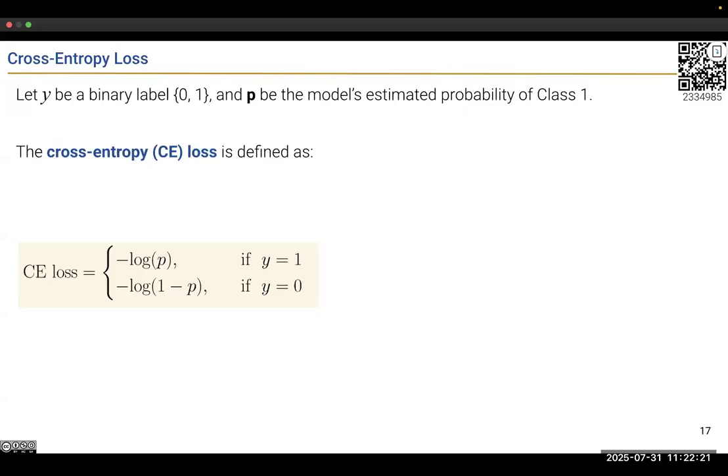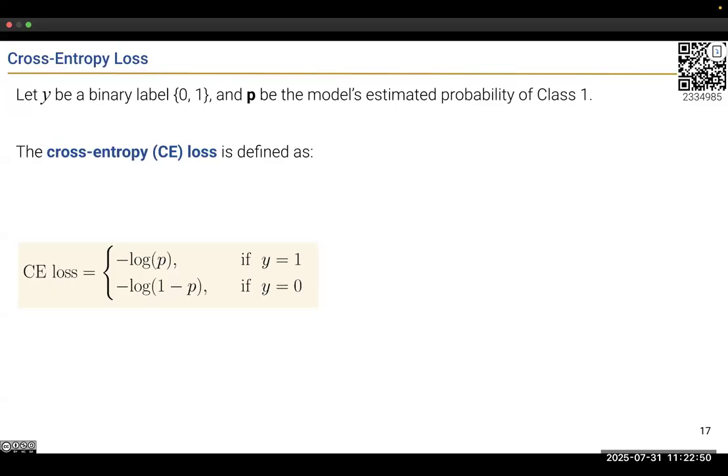It's a piecewise function. If y is equal to 1, if your true response is 1, then the cross-entropy loss is negative log of p, right? Negative log of the predicted probability of class 1. Again, log in this class and in most classes after this will always refer to natural log. It's base e.